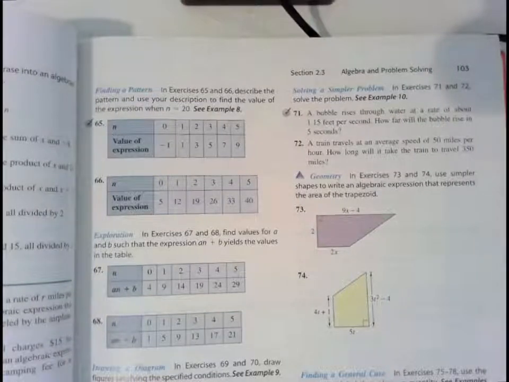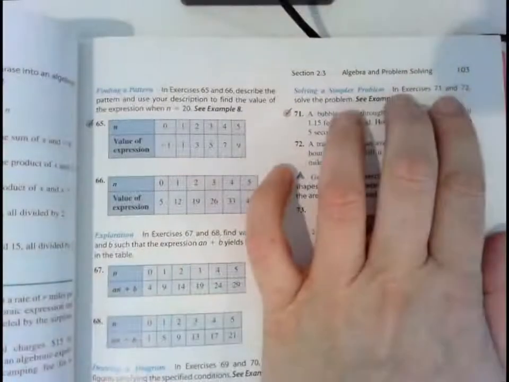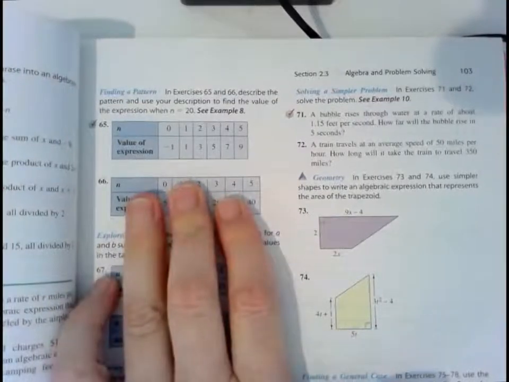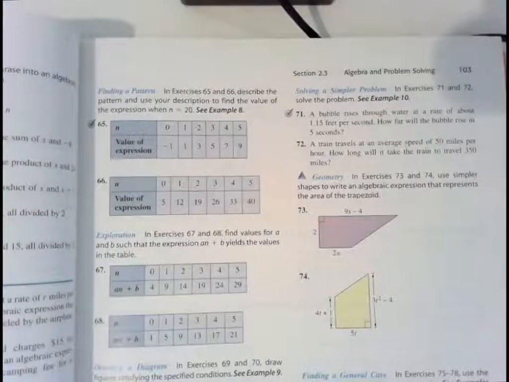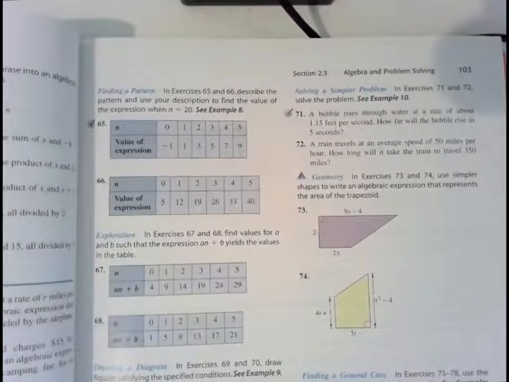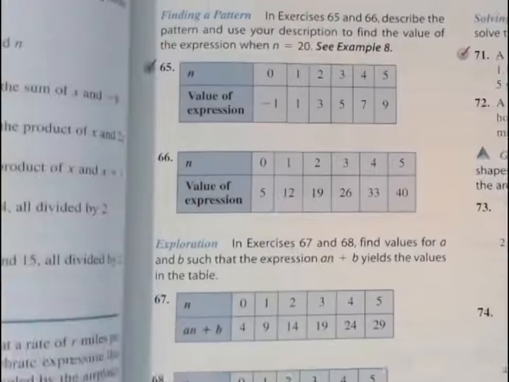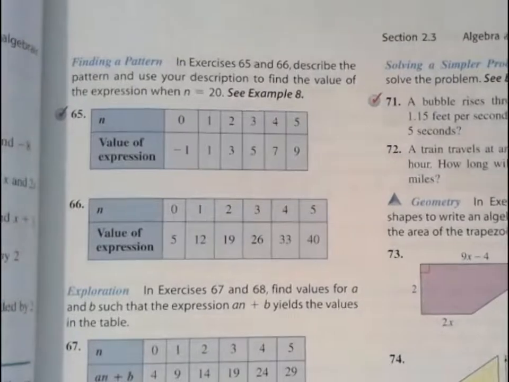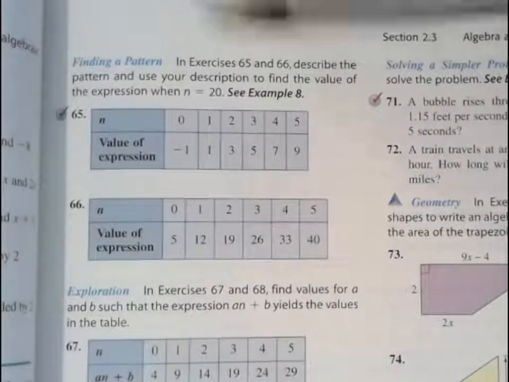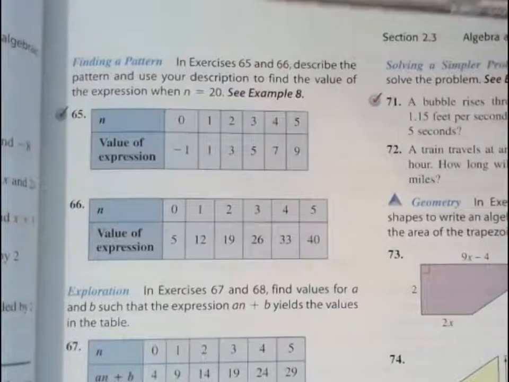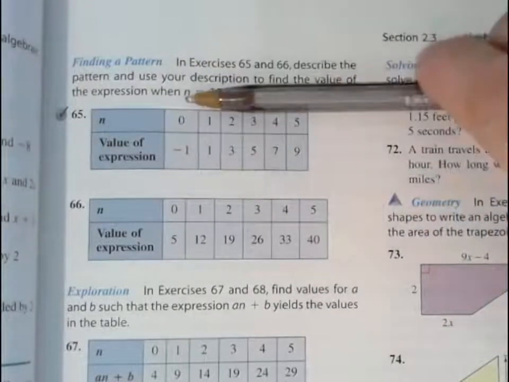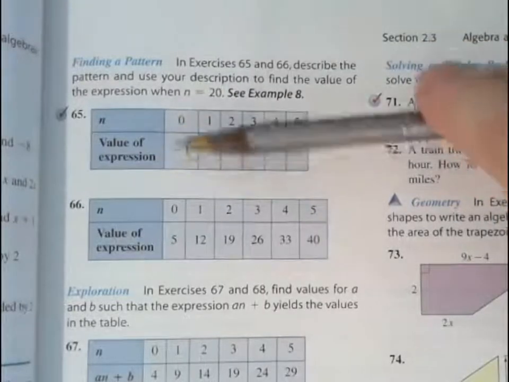So now we're going to do the odd problems on page 103, starting with 65. You can look at your book too while you're doing this. So we have to figure out what the pattern is. In order to determine what the pattern is, we have to look at the relationship between n and the value of the expression.